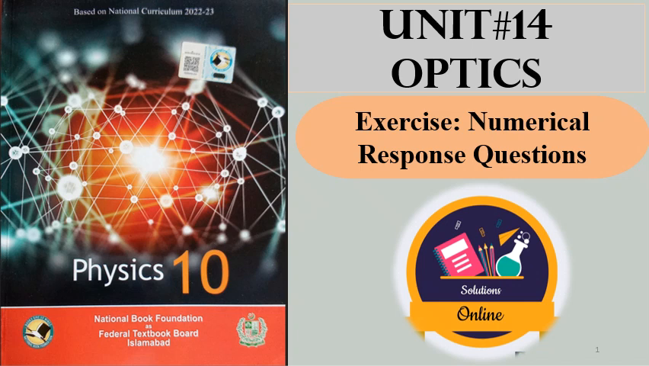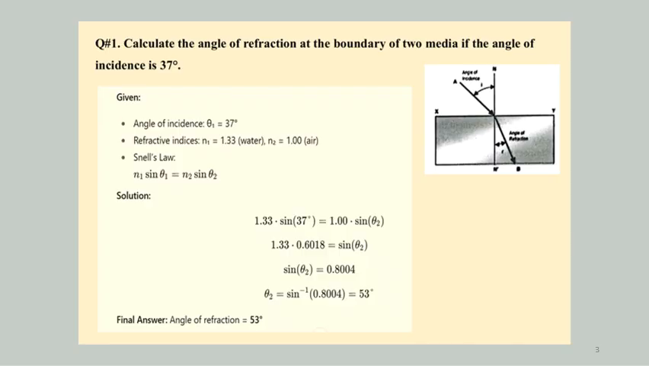Don't worry if you don't know the formulas. I will explain each step clearly so you can understand from the basics. So let's begin. Question number 1: calculate the angle of refraction at the boundary of two media if angle of incidence is 37.